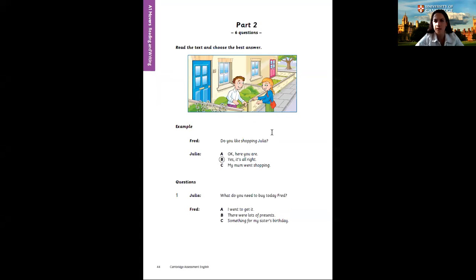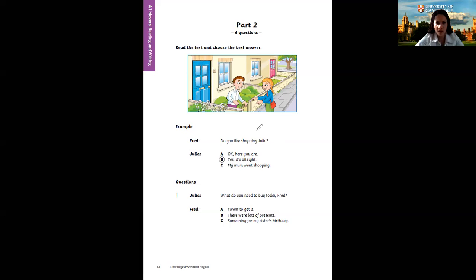I think we checked this a little bit the other day, but I am going to give you some advice, okay? First of all, my suggestion is always to read the instructions. The instructions for the test are read the text and choose the best answer, okay? For example, do you like shopping, Julia? Yes, it's all right, okay?